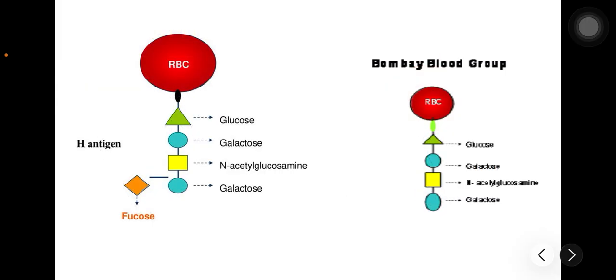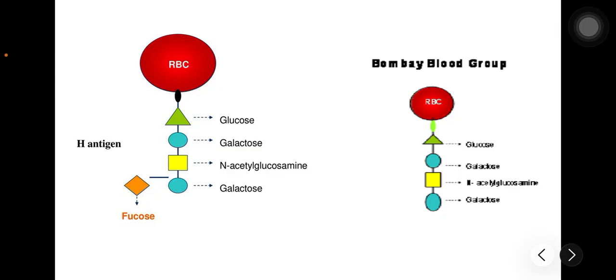Now let's talk about it further. The Bombay phenotype is designated as big O small h. It is a rare genetic condition first discovered in 1952 in Bombay, India. It is inherited as an autosomal recessive trait occurring when a person inherits two silent small h alleles. So the genotype of the person is small h small h instead of the common big H gene.